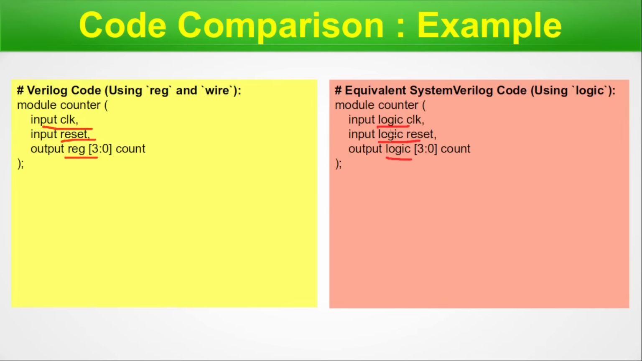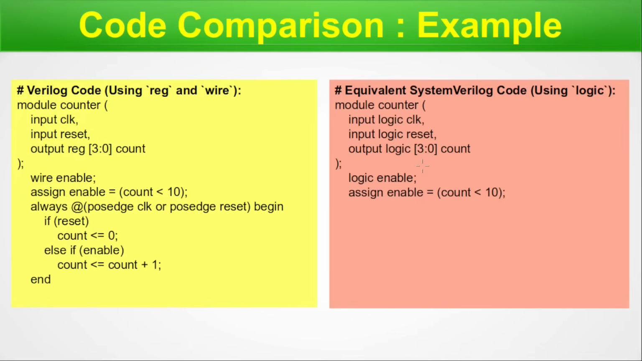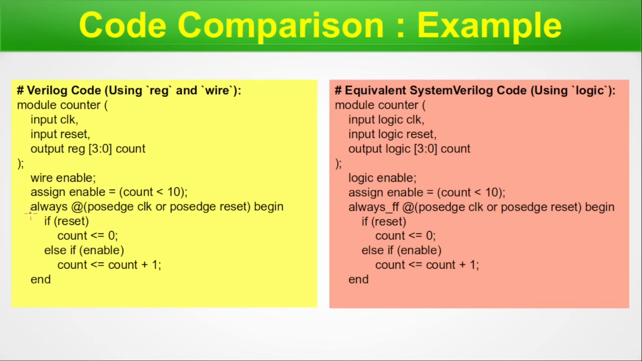That means we are simplifying the definition of the module. Here we have wire enable and we have logic enable. So we have an enable and here we are using wire, instead in the SystemVerilog we are using logic. We have the assign statement. Okay, this remains the same here and here. Next we have the always block here and the always block here. You can see it is an old always block in Verilog and it is always_ff.